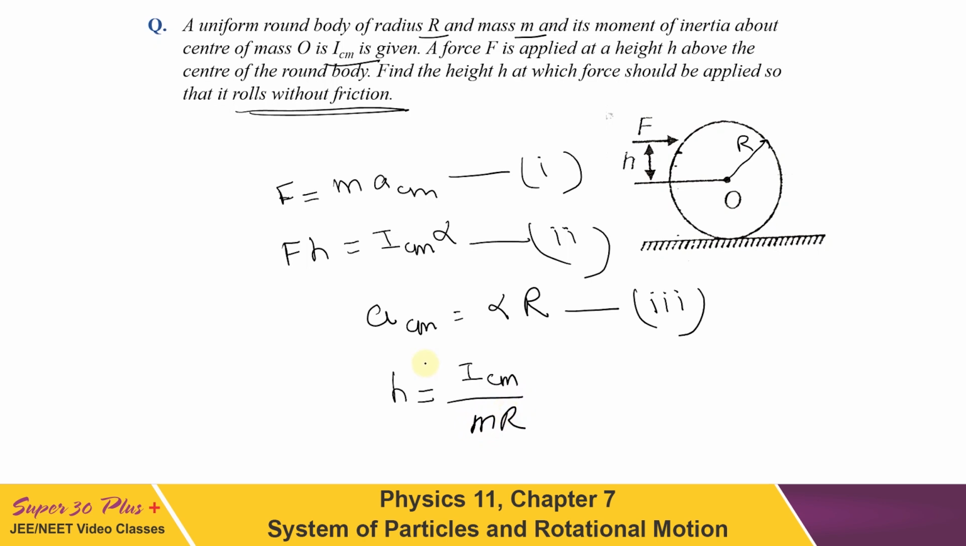This question has come in different forms so many times in your exams, both in JEE and in NEET. So it is a very popular question where you have to calculate the height h so that rolling can take place without presence of friction. And depending on the object which is rolling, we can substitute value of ICM and then get different results for different heights needed for the force to be applied.